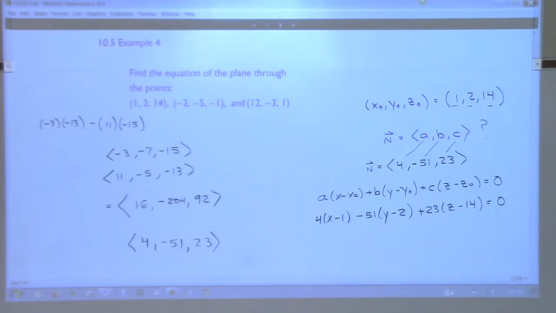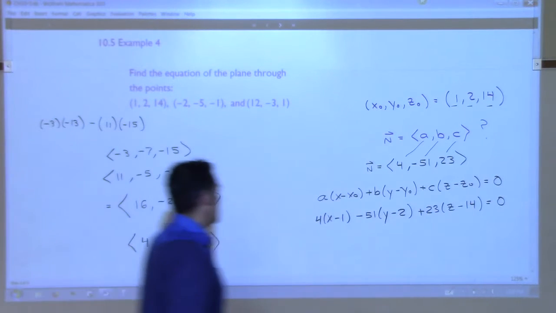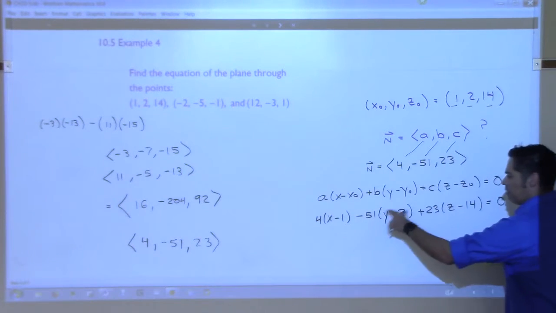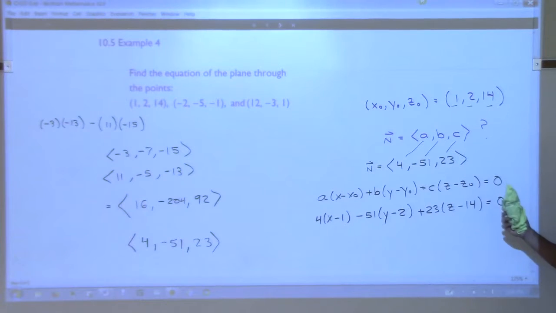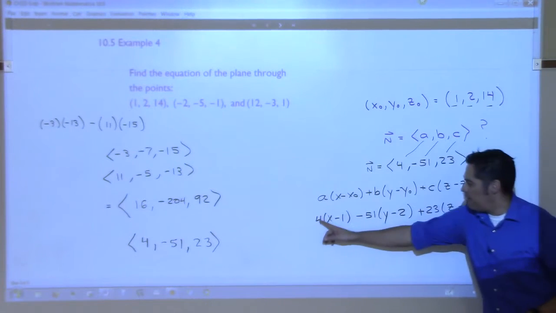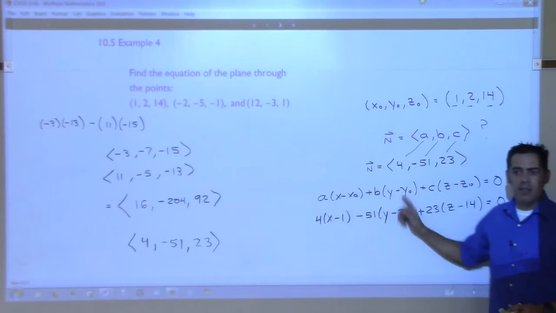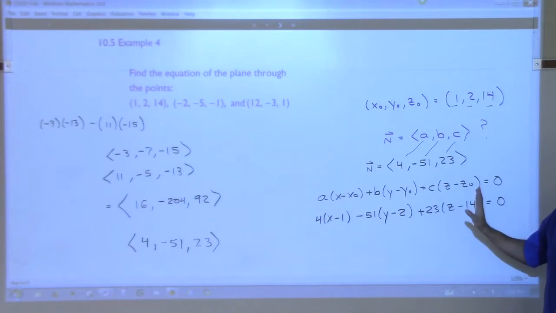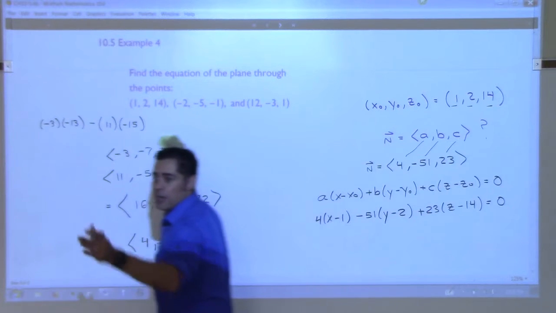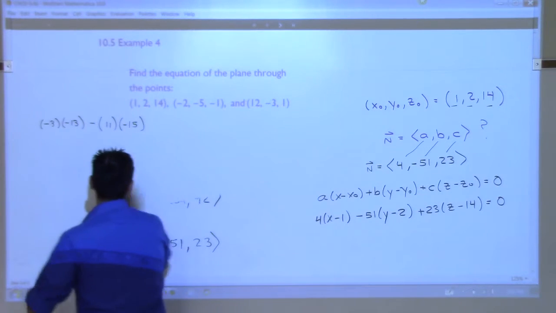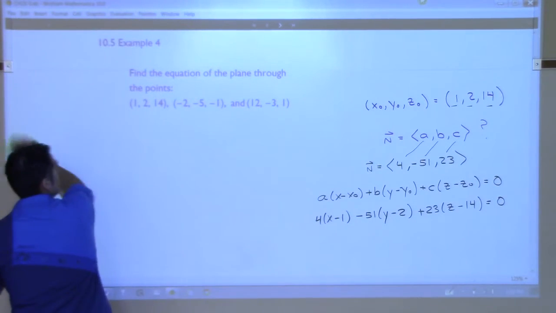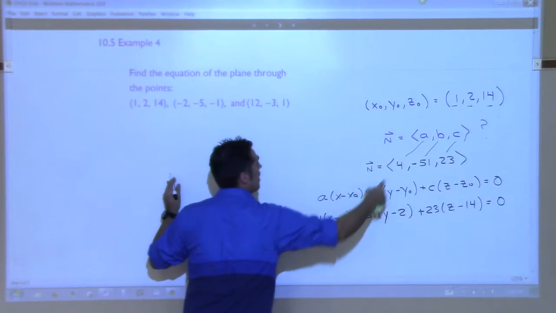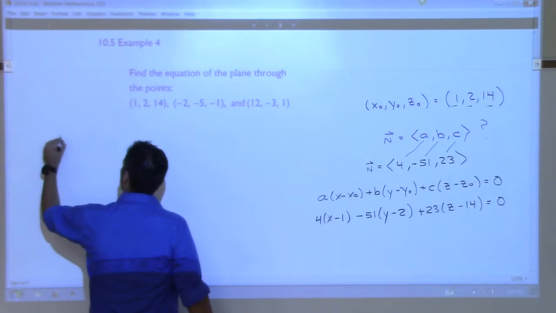Okay. So here's what I'd like for you to do right now. I'd like y'all to go ahead and distribute the 4 through, the 51 through, and then you're going to have a bunch of constants when you do that, right? Like you're going to have 4x, then you have this, and y'all do that. In the meantime, what I'm going to do over here is what you suggested. I'm going to do a different point, and let's see if we get the same answer. Now, we're still using the same normal vector. So I'm going to do 4.